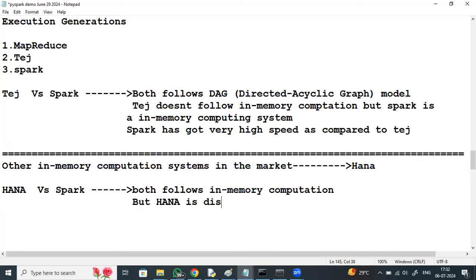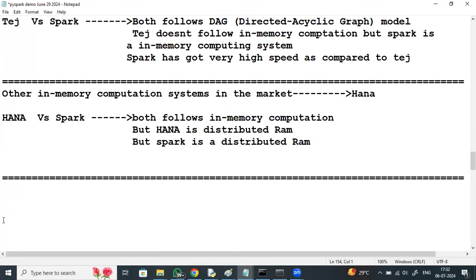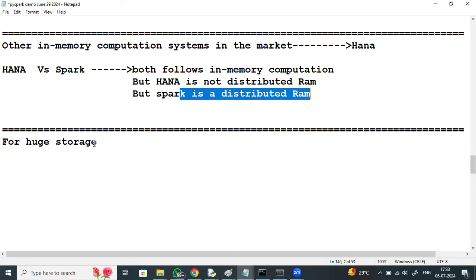But HANA is not a distributed RAM. Spark is a distributed RAM. So it accommodates huge volumes of data objects. HANA is not distributed, but Spark is distributed, that is the difference we see, right? So for huge storage, generally we go for Hadoop.